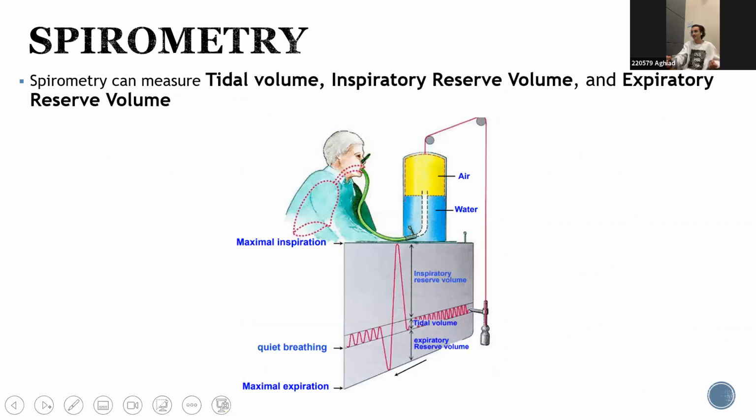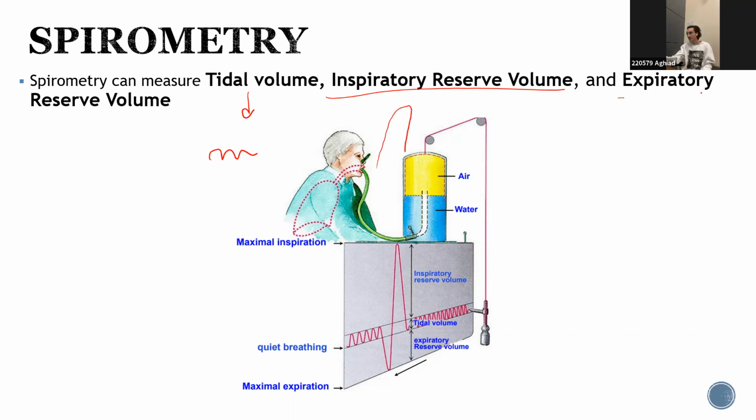Perfect. So how do we measure all these different volumes? Now it gets a bit tricky. You have to understand the concept, that's mainly it. There's something called spirometry, and it measures the tidal volume, again, the waves, and inspiratory reserve volume, the maximum amount of air you can breathe in, and expiratory reserve volume. Now, if you notice, all these volumes are volumes you can change. You can normally breathe, maximally inhale, or maximally exhale.